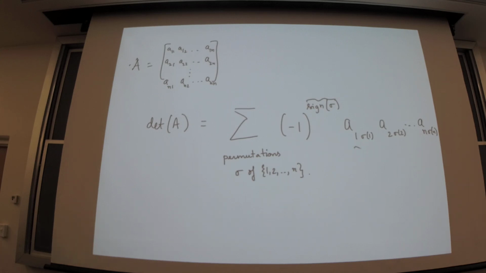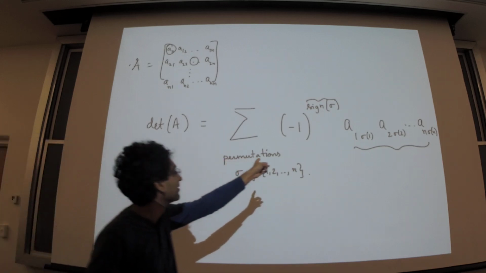So this term is like saying I pick one element here from the second row, one element from the third row, and so on, so that the columns that you pick in each row are all different. So that's what a permutation gives you, right?